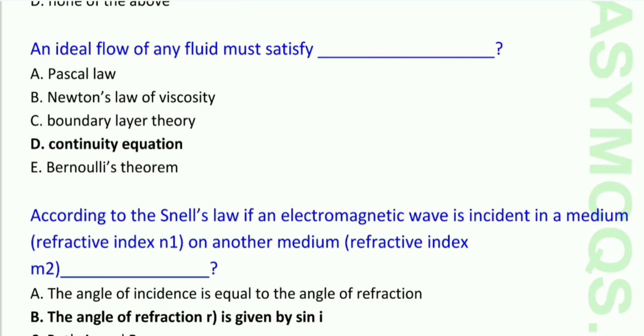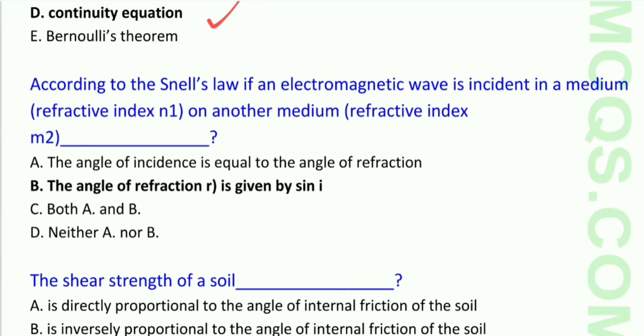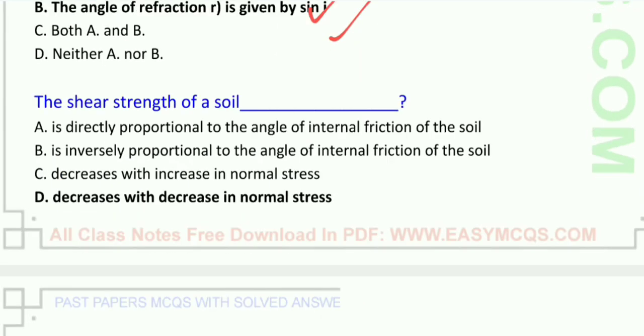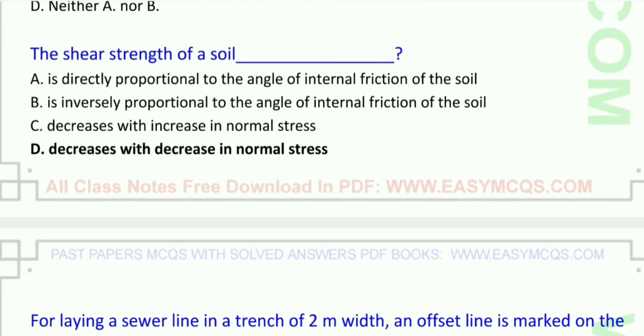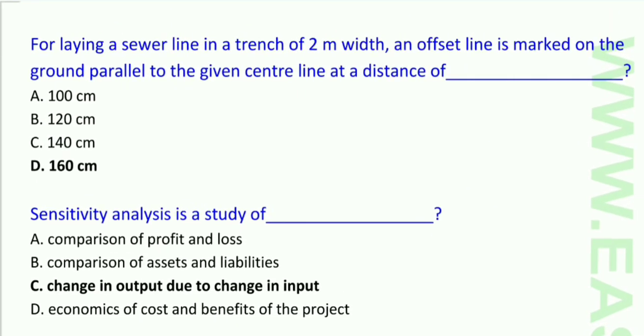Next, an ideal flow of any fluid must satisfy continuity equation. D is right. According to Snell's law, if an electromagnetic wave is incident in one medium on another medium, the angle of refraction is given by sin i. B is right. The shear strength of soil decreases with decrease in normal stress. D is right. Next question.